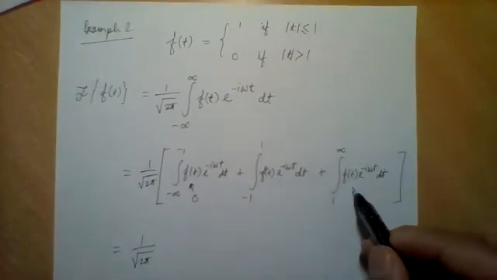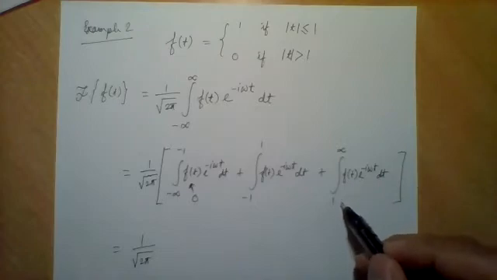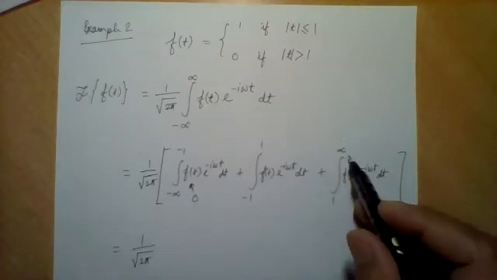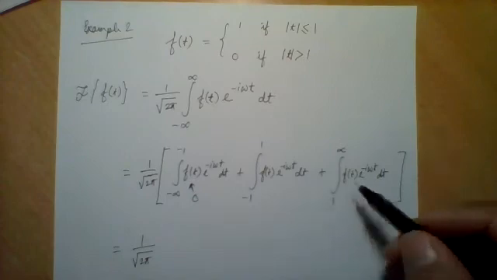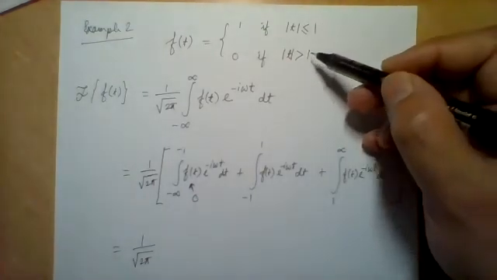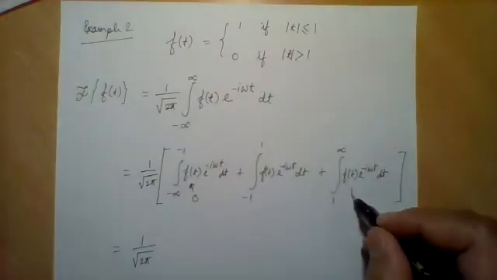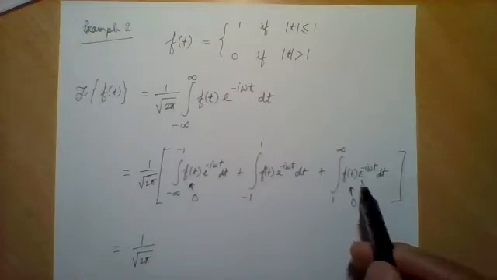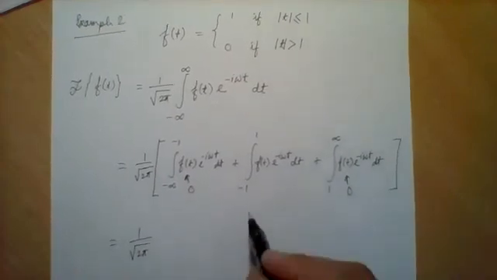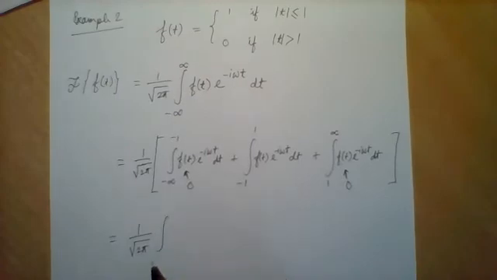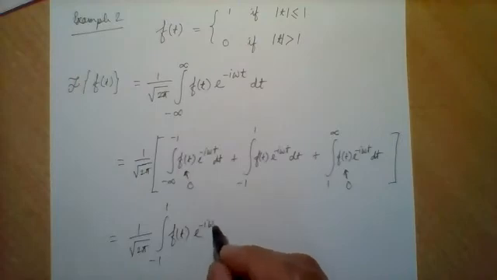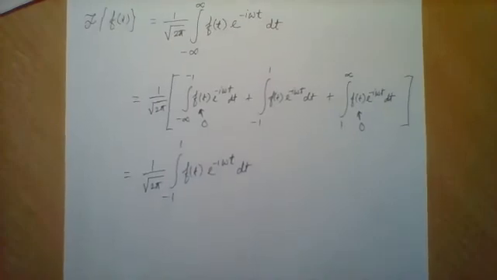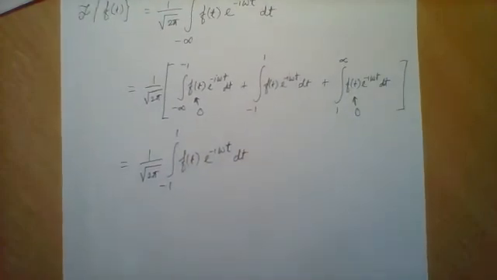Now let us look at the last term. This is integration of f of t when t lies between 1 and infinity. That means modulus of t is again greater than 1, so here also f of t is 0. So these two terms vanish. What remains is only this term, minus 1 to plus 1 f of t e to the power minus I omega t dt. This is simple. Now let us calculate this integration.